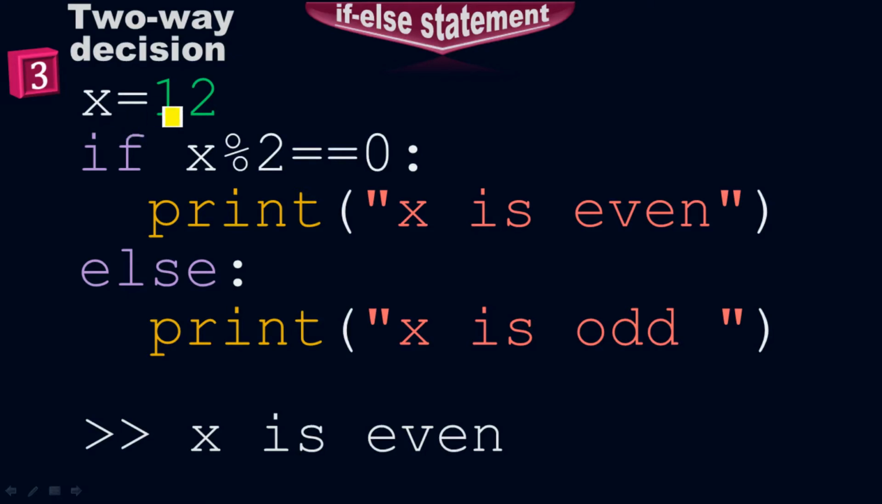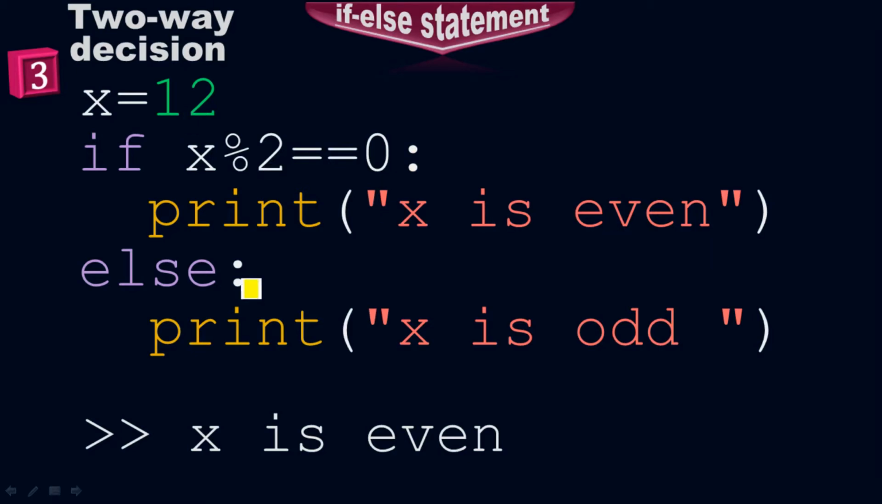For example, x = 12. If x modulus 2 equals 0, it means that if you divide 12 by 2 and the remainder equals 0, then print "x is even". We are going to say that x is even if the remainder equals 0. Look, if you divide x by 2, what is x? x is 12. 12 divided by 2. If the remainder equals 0, it means that x, which is 12, is even.